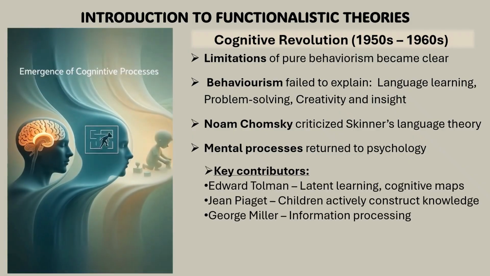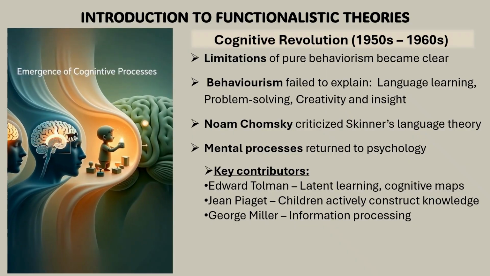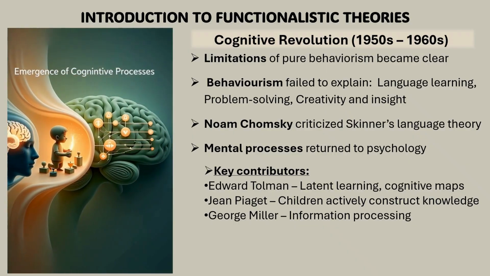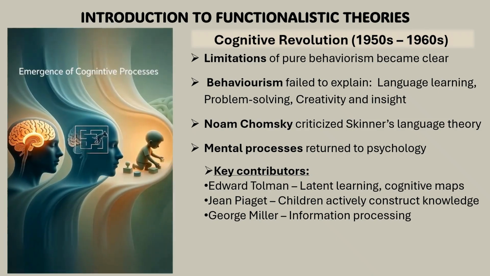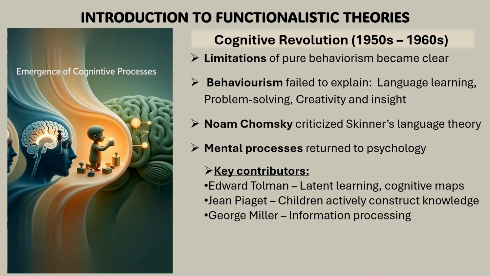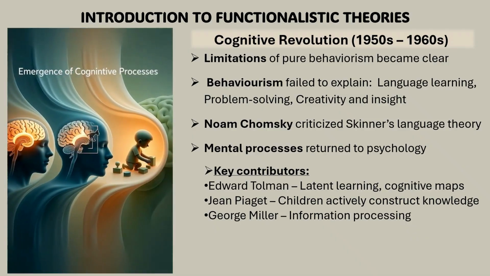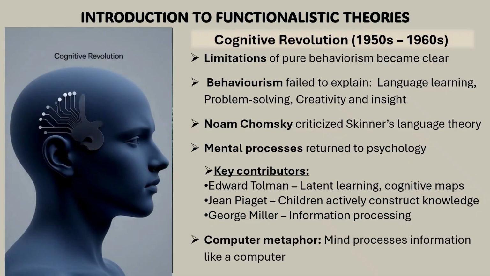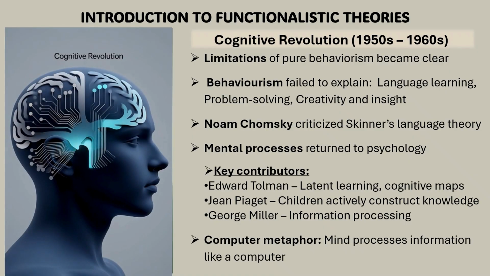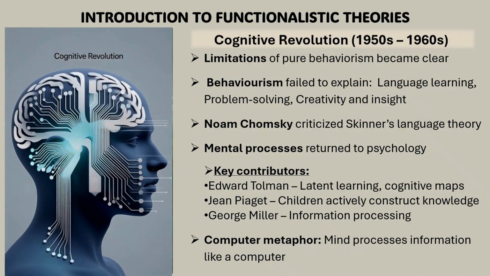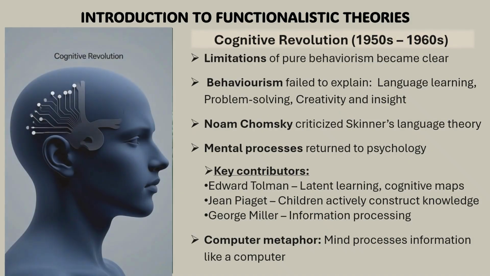Edward Tolman showed latent learning, suggesting that organisms form cognitive maps. Jean Piaget showed that children actively construct knowledge. George Miller introduced information processing ideas. This period became known as the cognitive revolution, where the mind was compared to a computer that processes information scientifically.